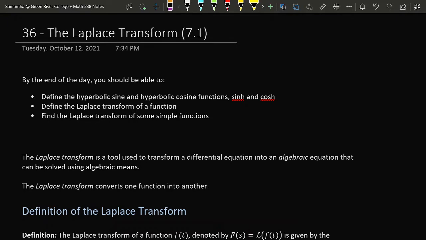So today we're going to start by introducing this tool called the Laplace transform, defining it and seeing some examples of how to calculate the Laplace transform of certain functions. Over the course of the next several days, we will be building up to finding the Laplace transform of an entire differential equation, and then using that transformation to find the solution to a differential equation.